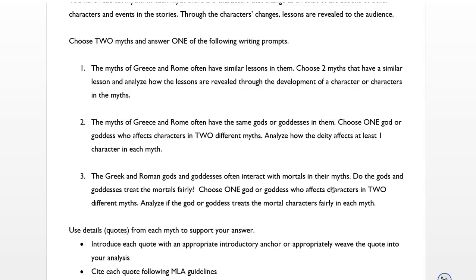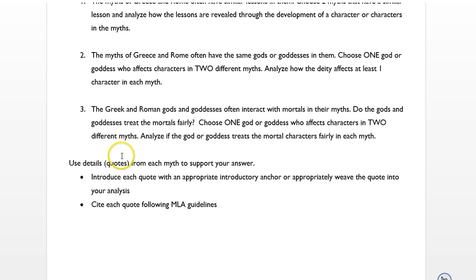Okay, so you're going to use details, meaning in your own words, and quotes from each myth to support your answer. Make sure you're introducing your quote with the appropriate anchor or appropriately weaving the quote into your analysis, and then cite each quote following MLA guidelines. That would be with the last name of the author and a page number.